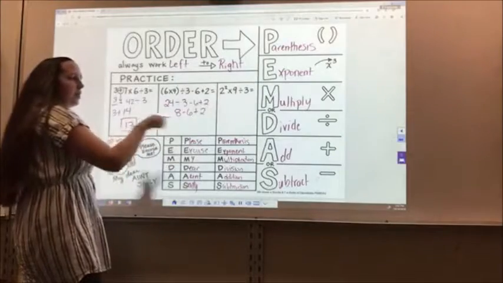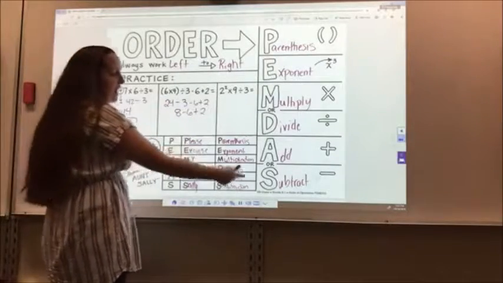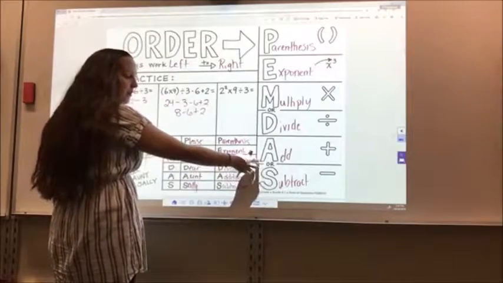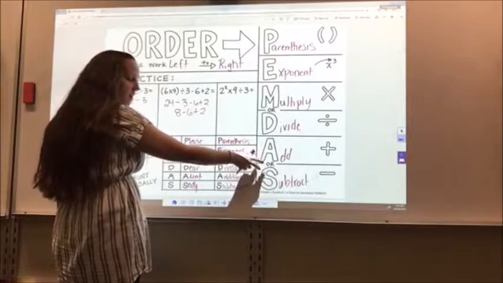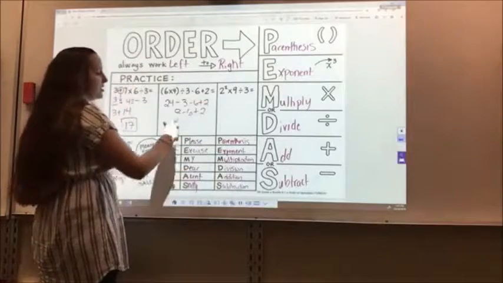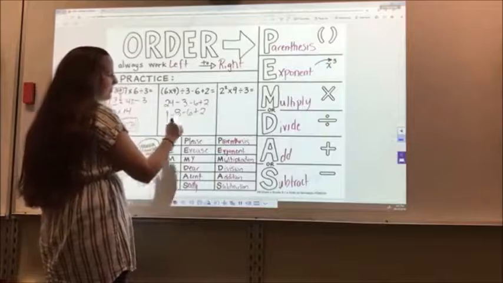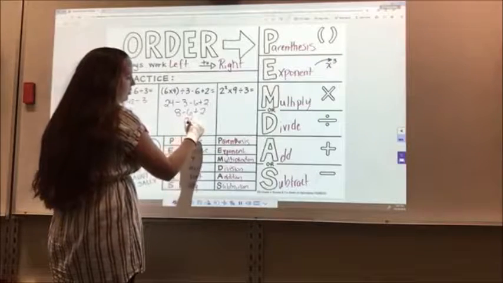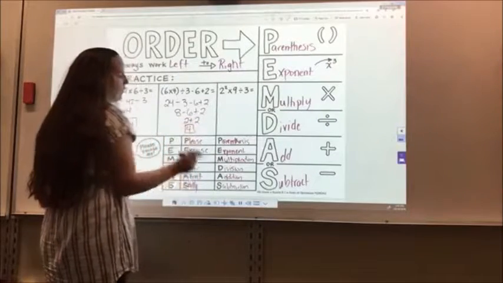And then I'm still going to go from left to right. Well, subtraction, even though it doesn't come before this, is an or. So I do whichever one comes first. So 8 minus 6 is 2. 2 plus 2 gives me 4.